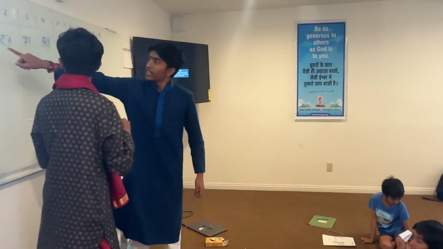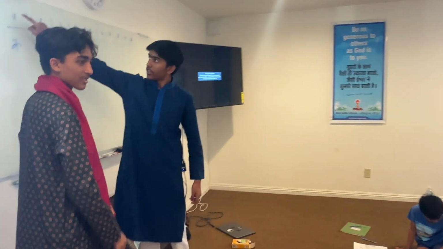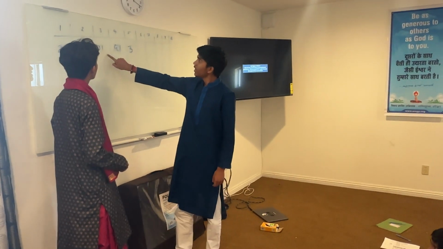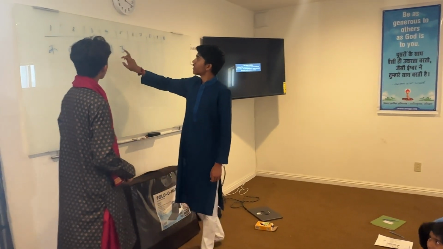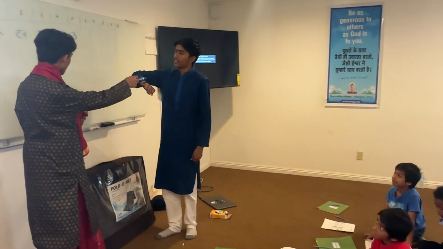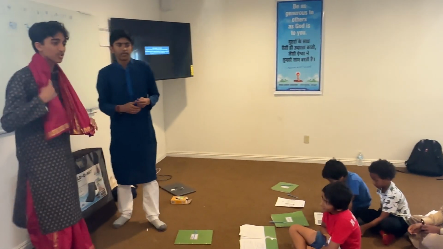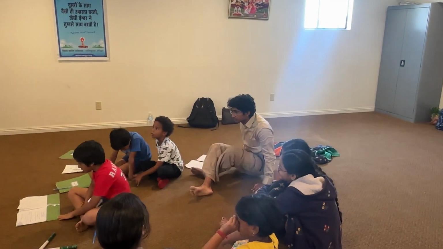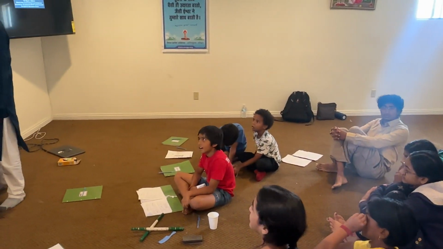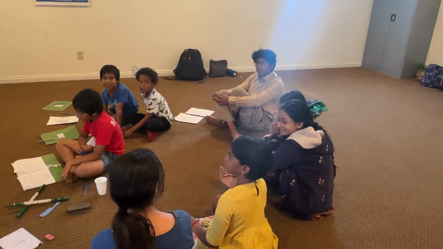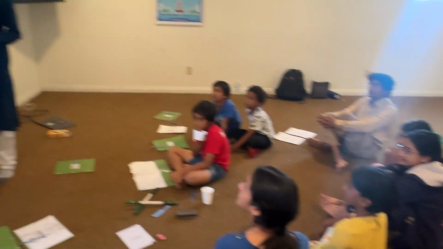So ka is mapped to the number one, kha is mapped to the number two, ga is mapped to the number three, gha is mapped to the number four, and then na is five. Okay? And then we have next, what is chavarga? Who wants to say chavarga? Someone different. Okay, you go. Good pronunciation.